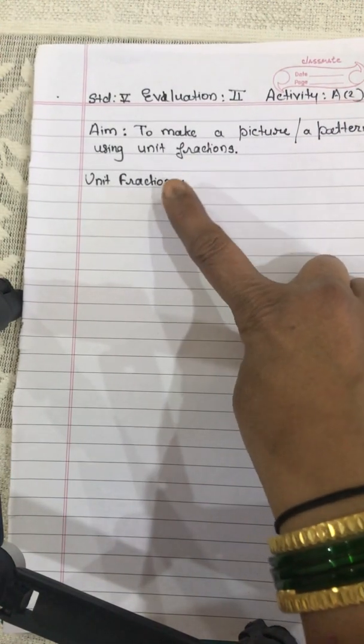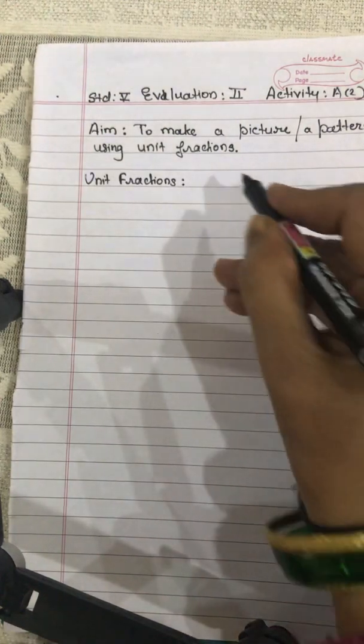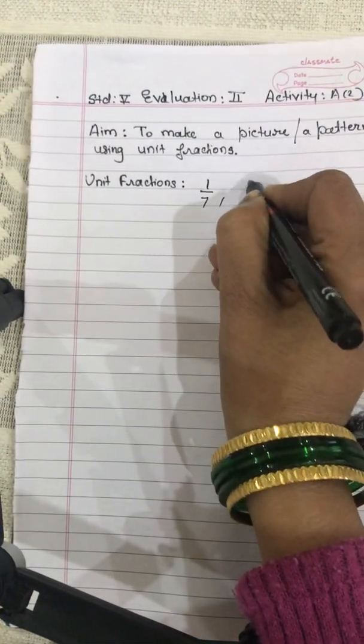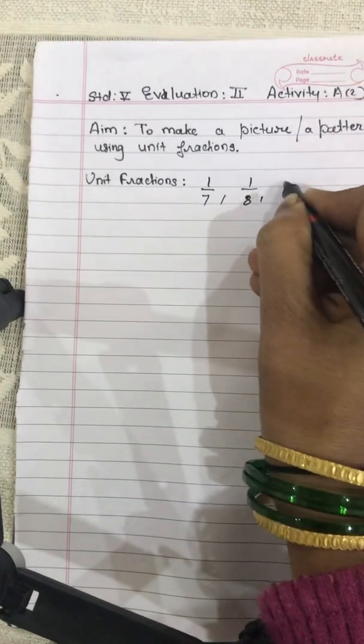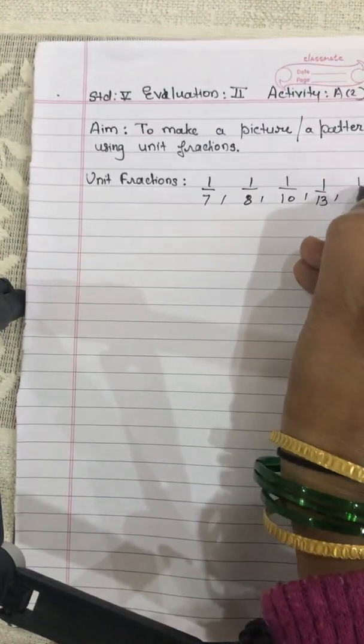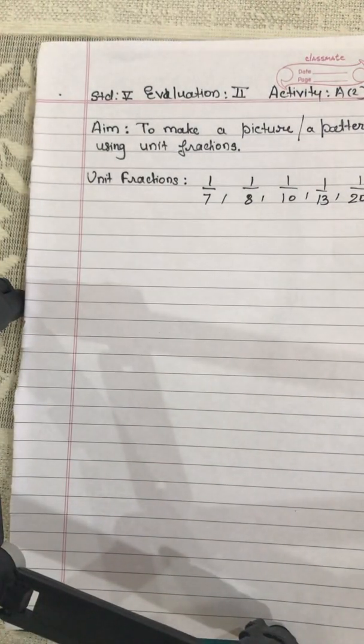So first of all, we should know the meaning of unit fractions. Do you have any idea of unit fractions? Yes? Yes, very good. The unit fractions are the fractions with numerator 1. So 1 by 7, 1 by 8, 1 by 10, 1 by 13, 1 by 20. These are unit fractions. Correct? So unit fractions are the fractions with 1 as the numerator.